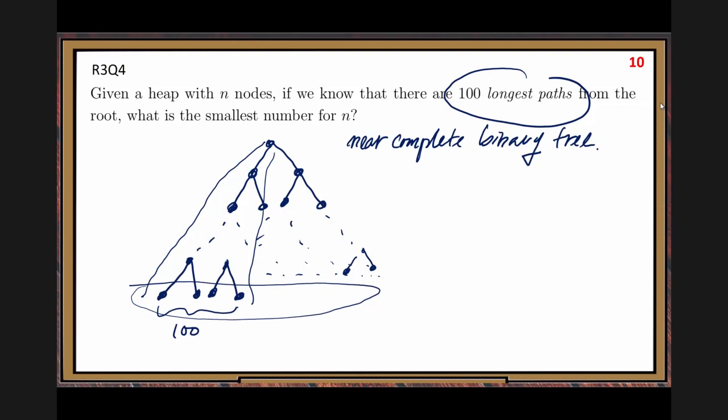Now to solve it, we need to find a math representation. Because think about if we cut off the lowest level, then this is a complete binary tree, right? Complete.